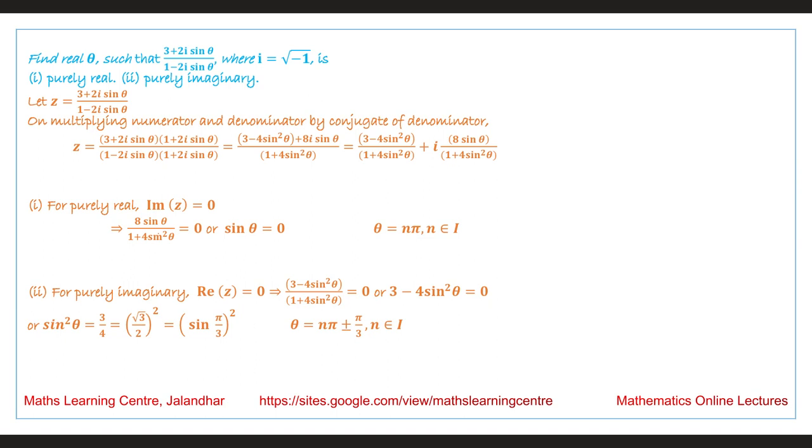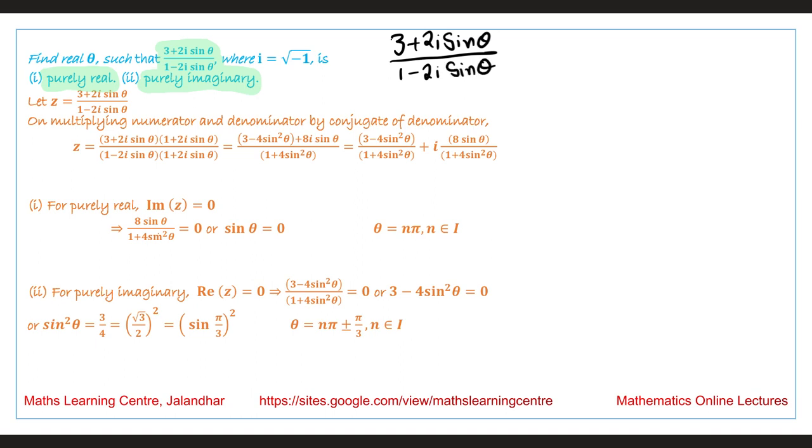Next is: find real θ such that this term is given to us, (3 + 2ι sinθ)/(1 − 2ι sinθ). First it is given purely real, and second it is given purely imaginary. So we have to write this in the form of a + ιb. Basically we have to do this. So we are talking about the term (3 + 2ι sinθ)/(1 − 2ι sinθ).